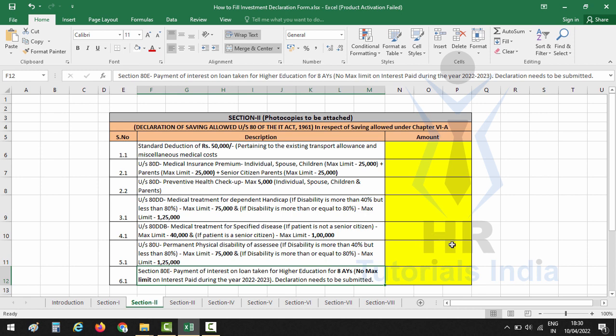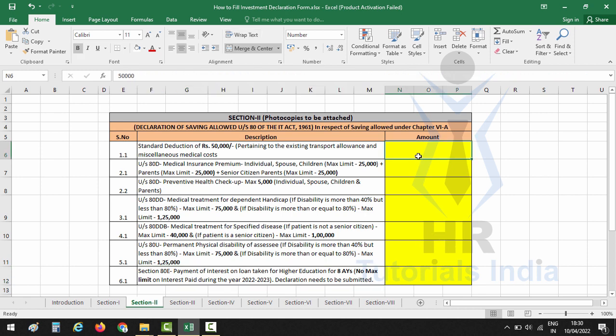Now let us see what are the sections which have been opted by the employee for this financial year under section 2. Standard deduction is common for everybody, that is 50,000. Medical insurance premium, here the employee opted for 25,000, that is for individual, spouse and children only. Preventive health checkup, here it is 0. Medical treatment dependent handicap, it's 0. Then comes medical treatment for specified disease, it is 0. Permanent physical disability of assessee, it is 0. Under section 80E, interest on loan taken for higher education, it is 0.